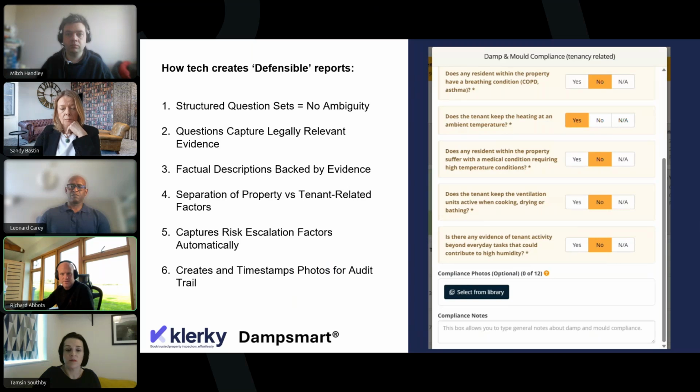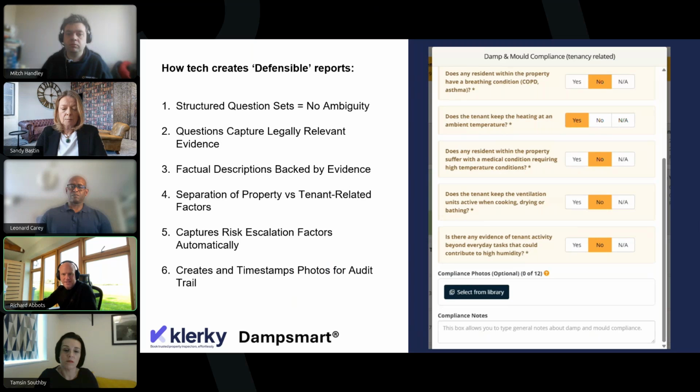And alongside those descriptions, the system ensures photos are captured, every image is time-stamped, and each photo links directly to the observation. This turns the report into a clear evidence narrative rather than vague descriptions. Now, all of this is important when using technology because it allows you to have that time-stamped evidence report in a consistent way. So number 4, it separates property-related and tenant-related factors, which is something that we've noted earlier on.